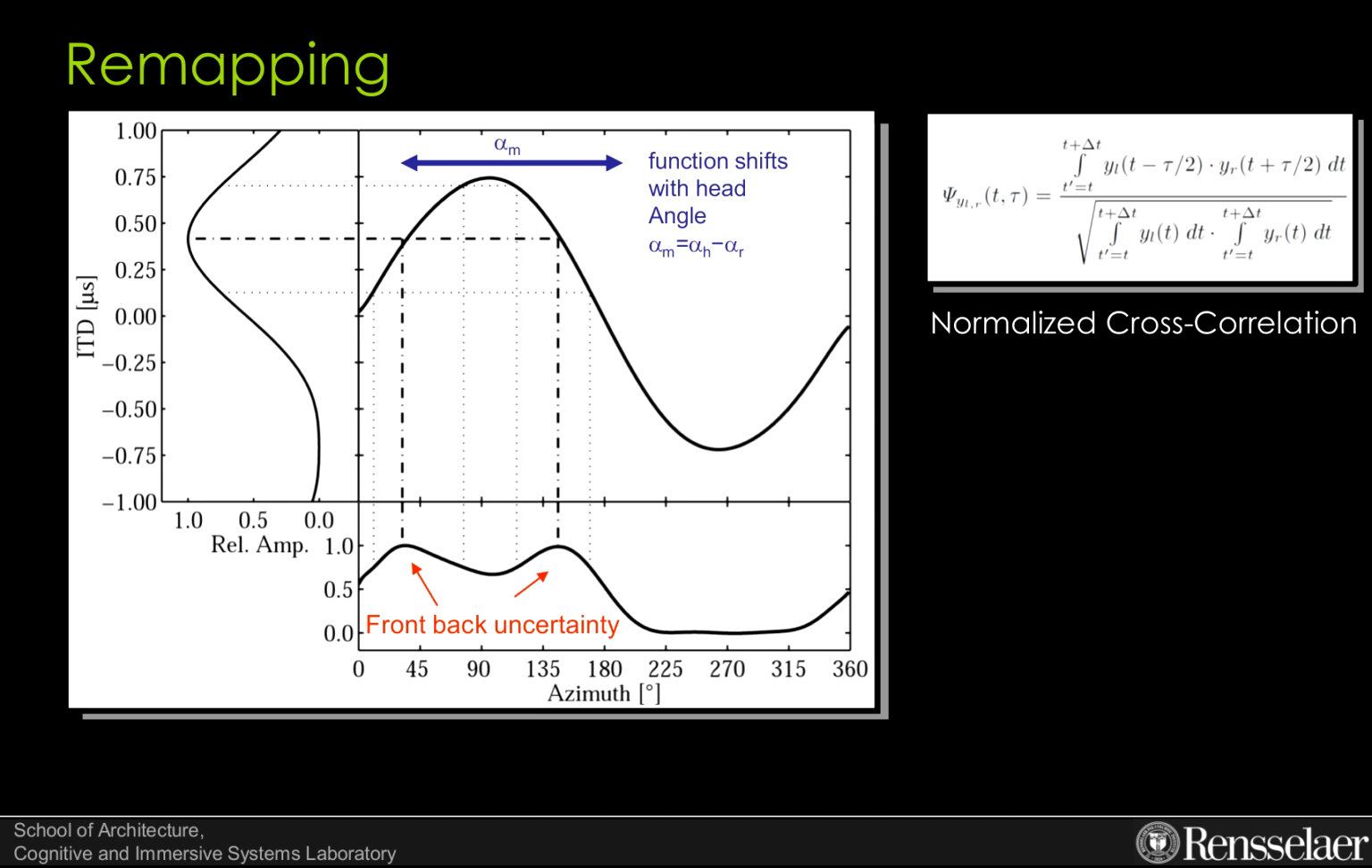This function has the output ITD and the input azimuth, and usually we have two ITD values that are identical for two different azimuths because of the cone of confusion. When the model shifts the head virtually by the angle alpha m, we counter-rotate this remapping function. As the output, we get the cross-correlation output as a function of azimuth. So we have two peaks, one for the front and one for the back direction. The only positions where we wouldn't have two peaks are 90 and 270 degrees, when the head fully turns to the left or the right, and then those two peaks merge into one.